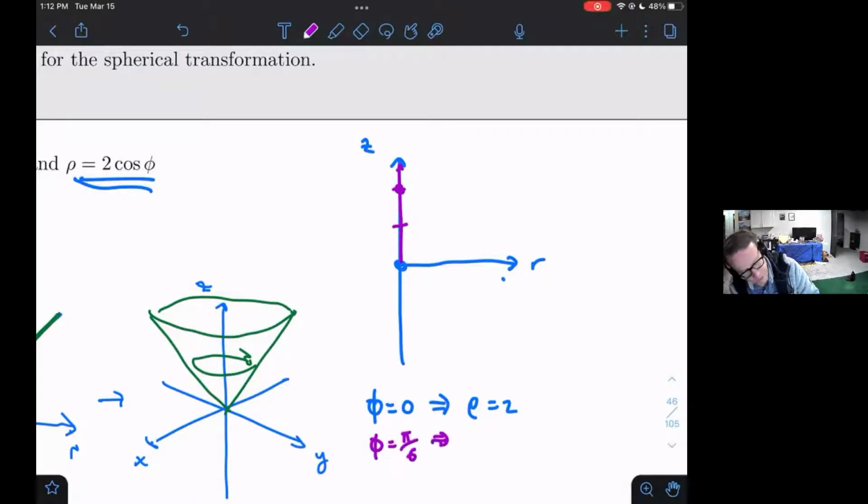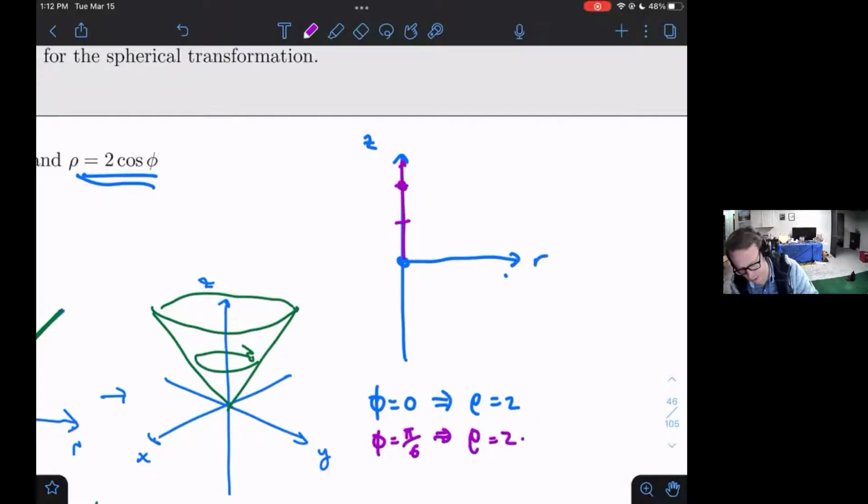Then I'm going to get rho is equal to 2 times cosine of pi over 6, which is going to be root 3 over 2. So around root 3, which is 1.7-ish. So here's 1, here's 2, 1.7-ish, about right there. And we can do this a few more times.